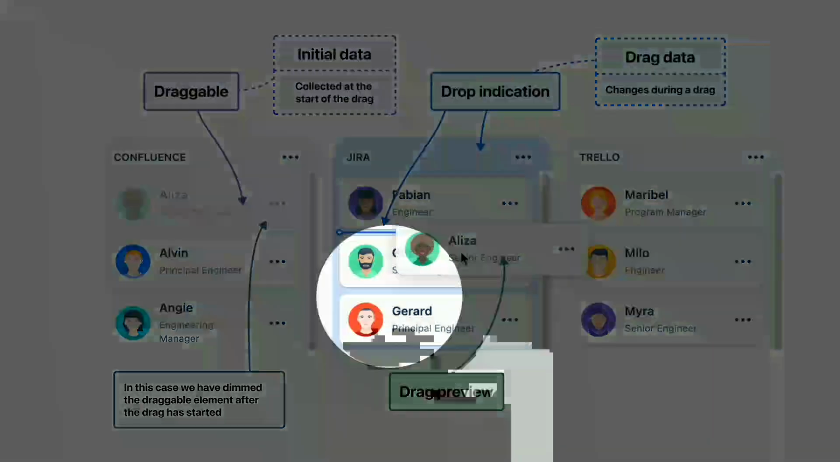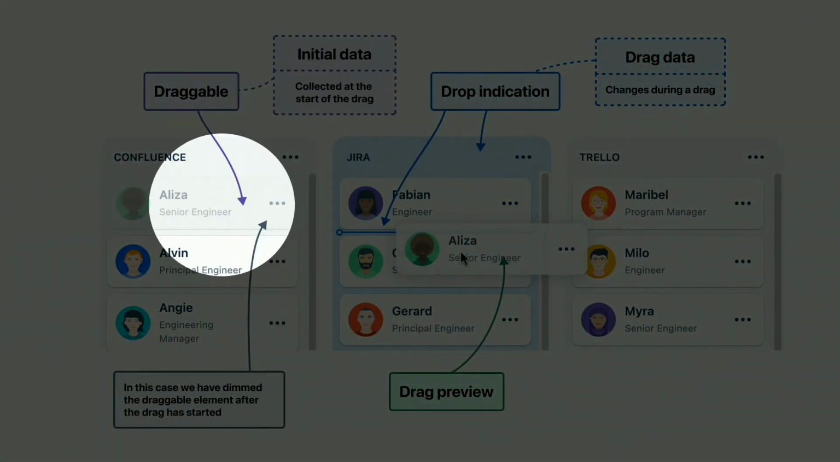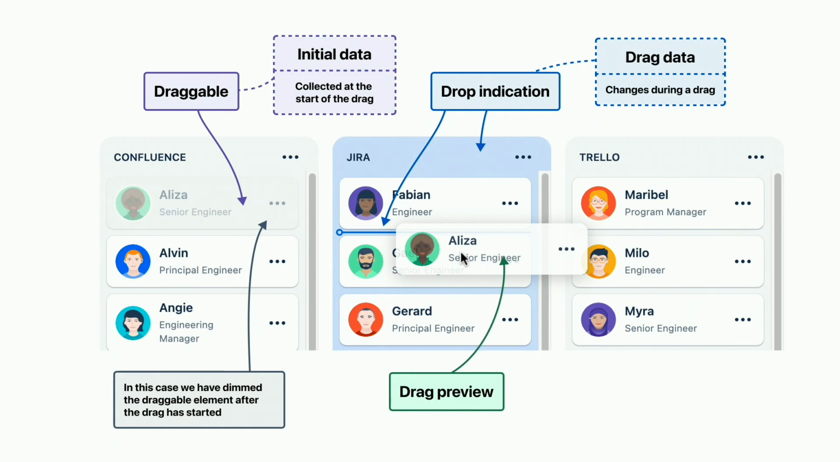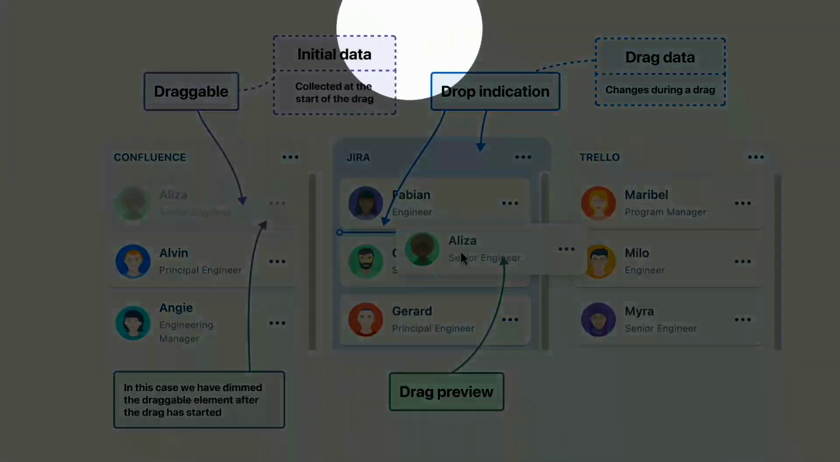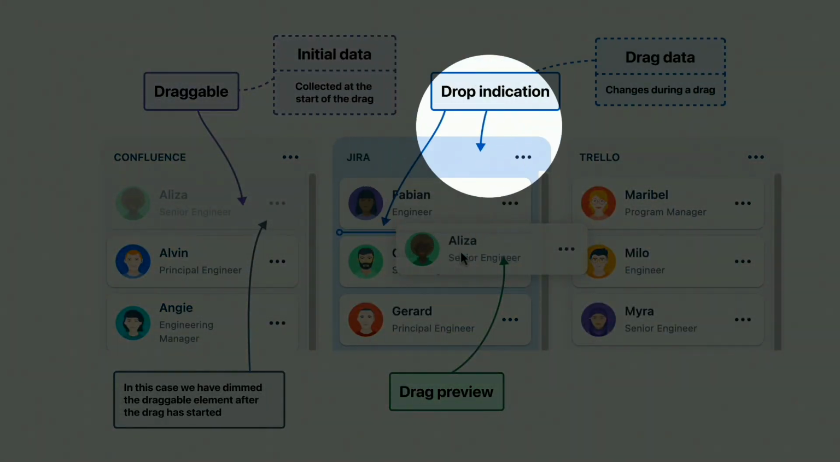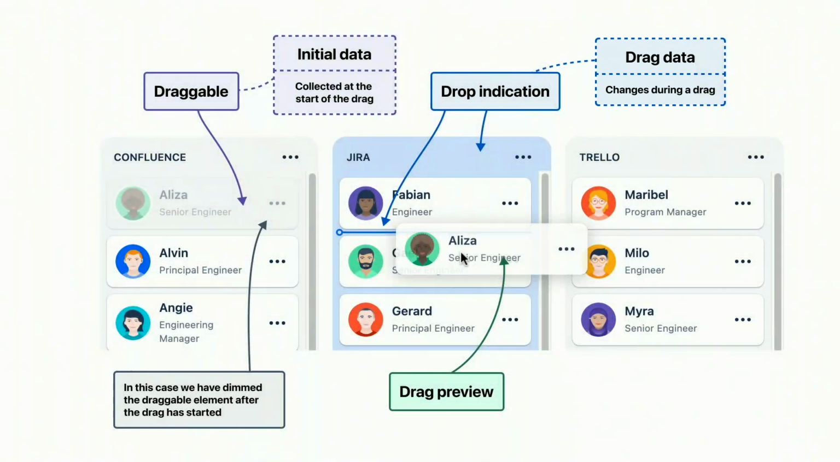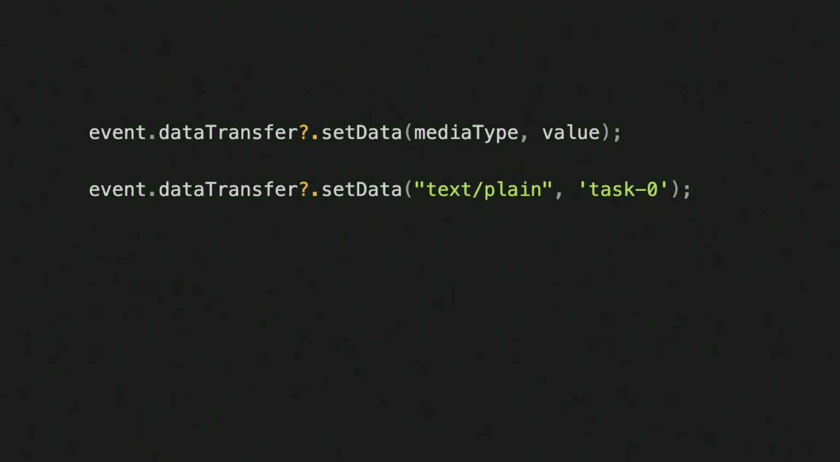Yeah, so this is the big one. So we've got initial data. We've talked about that, the idea that we have some information associated with the entity. And then also, while we're dragging, we have some data that's changing in response to what's happening.